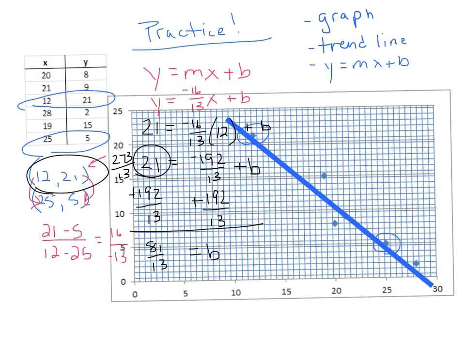Great job, all that work, wonderful. Don't forget, last step, we have to replace in the original equation what the actual slope is, negative 16/13, and then we actually have to replace the b, 81/13. Nice job.